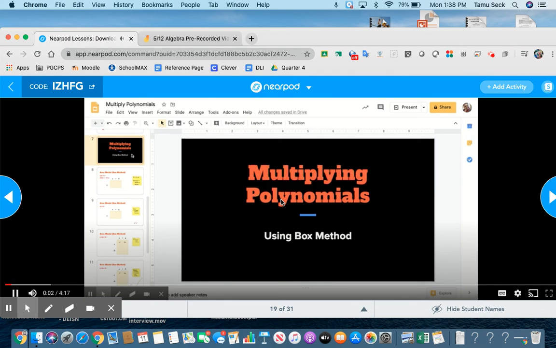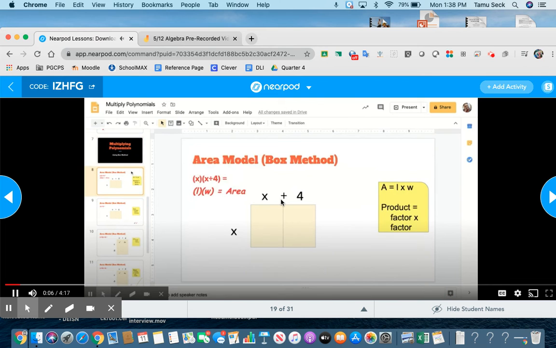Hello, we're going to be multiplying polynomials using the box method. Now, another word for the box method is an area model. It's called an area model because we're going to be using a rectangle and multiplying the length times the width. And when you multiply length times width, you get the area.